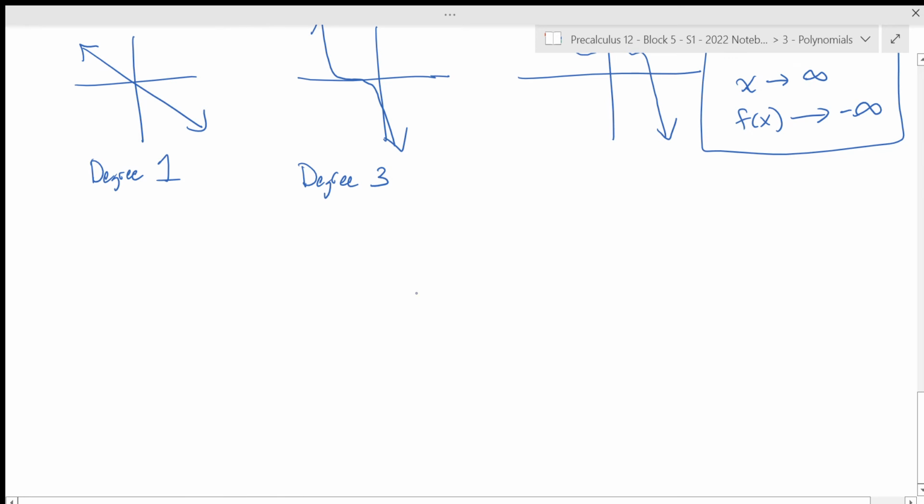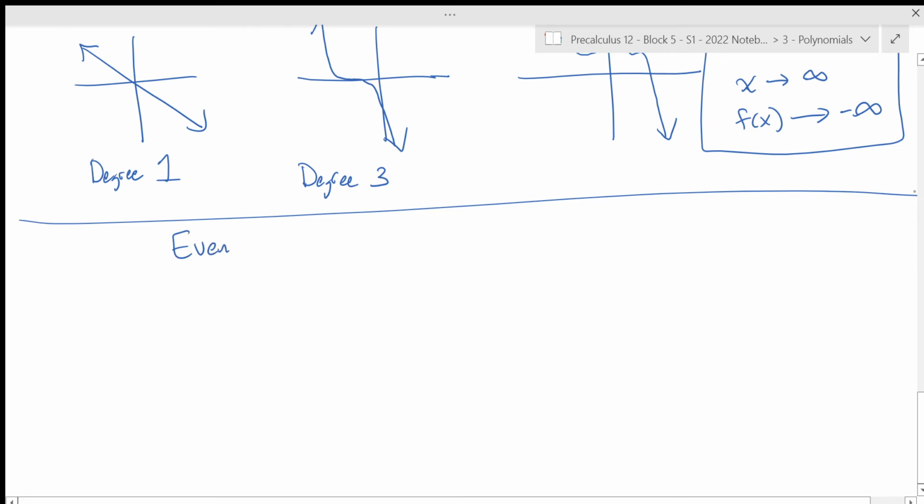Let's take a quick peek at what happens when we're looking at even degree polynomials. Just to be clear, there is a thing called an even or an odd function. That is actually a symmetry condition on a function. It is not the same as being an even degree polynomial. So if you've ever heard the term even function, they are not the same.